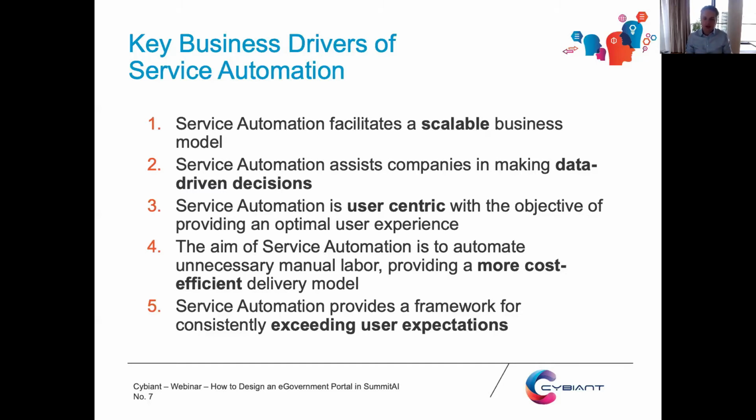The second key business driver is that service automation assists companies in making data-driven decisions. So if you direct all of the traffic towards the website, towards the self-service portal, you can collect all the data of all the decisions that people make. And based upon that data, you can start to make your improvement projects, and you can start to improve the services that you're currently offering. You will see exactly who will click on which particular service. You will also see where people get stuck. And based upon that data, you can make improvement decisions.